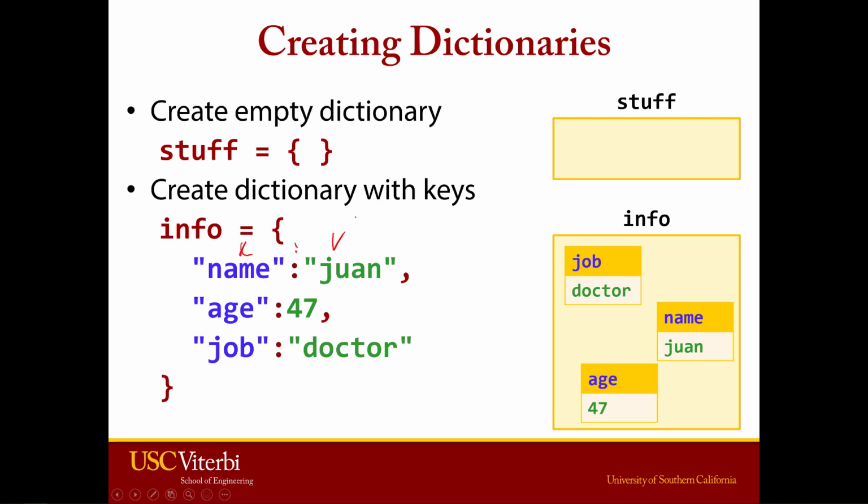And notice here that while we said our keys are always going to be strings, at least in this course, your values can basically be anything you want. So here we have a string, here we have an int, we could have a list, we could have a float, whatever we want, okay? So we're going to think of keys as strings, and the values can be anything.